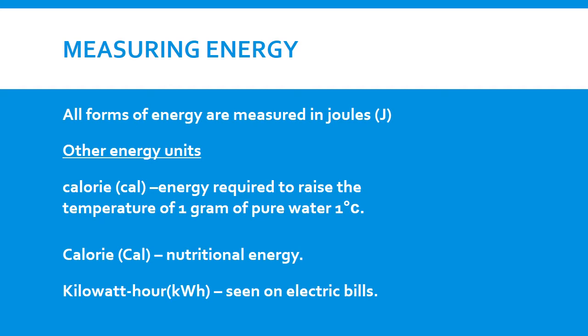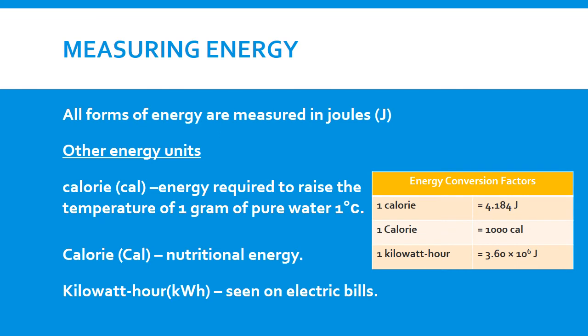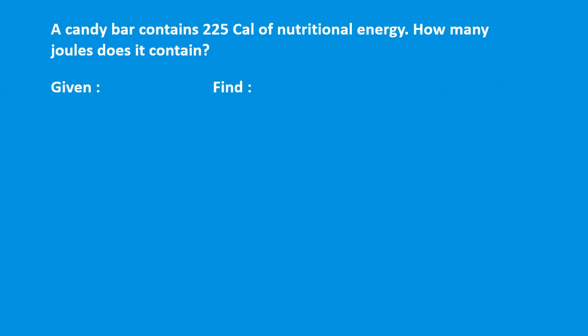You can ask your parents, or if you look at electric bills, you will see that energy is measured in kilowatt hours. If you look at the nutritional values on your food labels, you will see them in Calories with a capital C. So here are the conversion factors. 1 calorie is 4.184 joules. 1 Calorie, or nutritional Calorie, is 1,000 calories. And a kilowatt hour is 3.60 times 10 to the 6 joules.